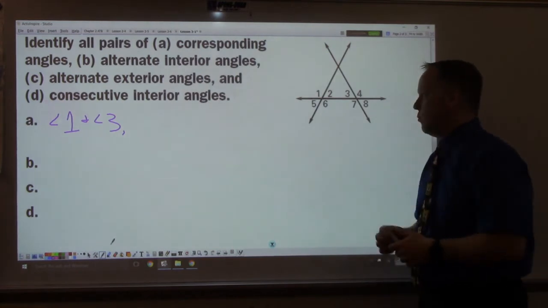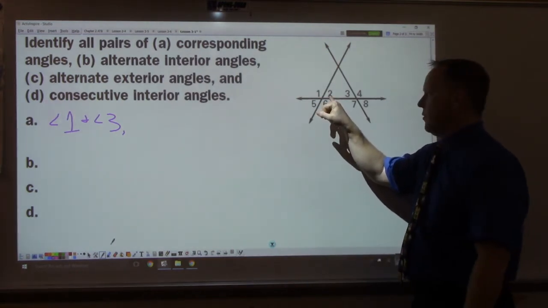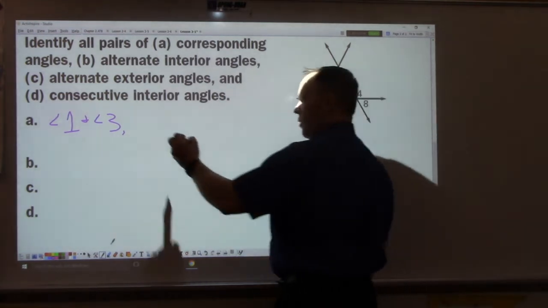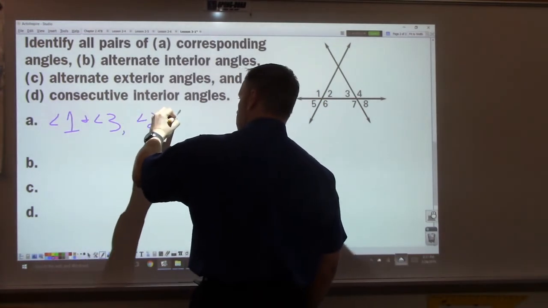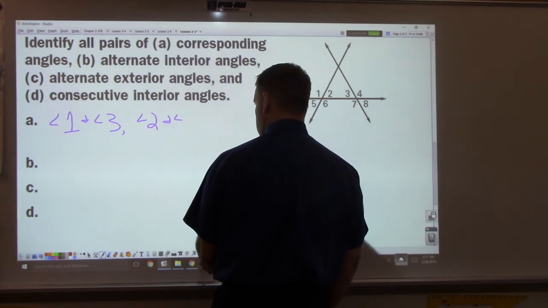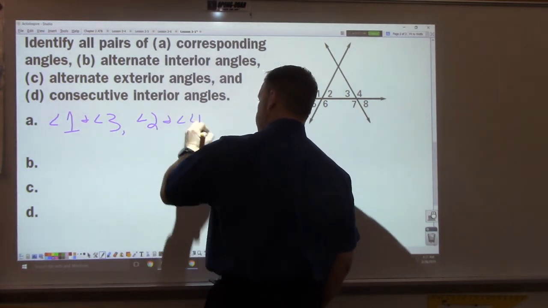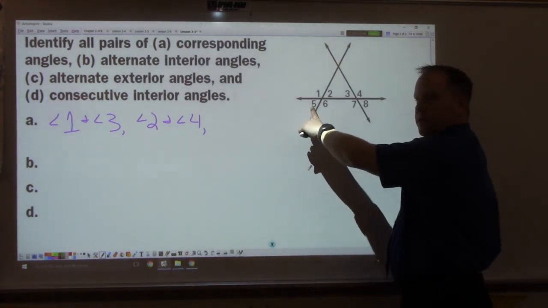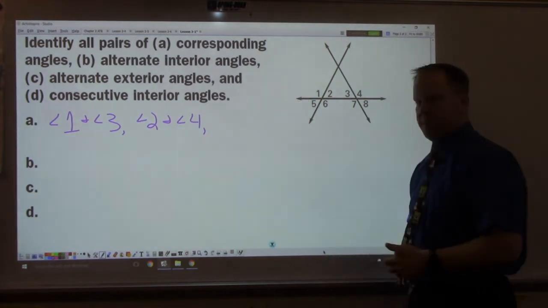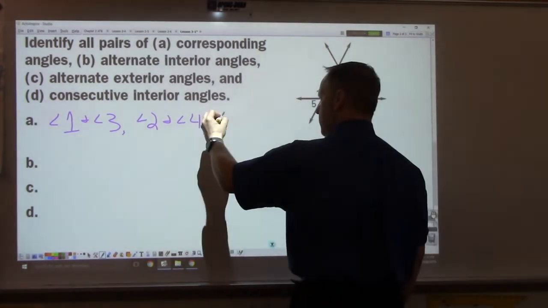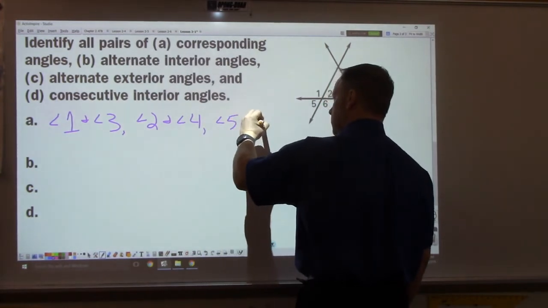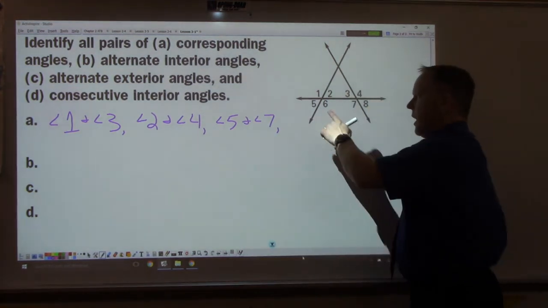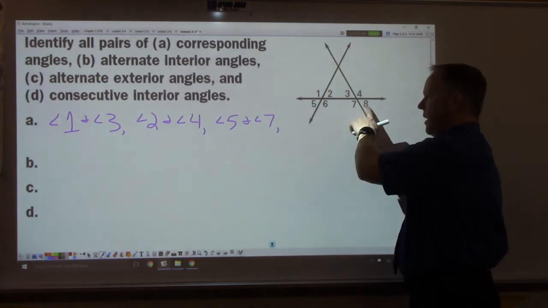What would be the second pair? Moving on, angle 2, still on the top of the transversal, but now I'm on the left side of the line. So angle 2 corresponds to angle 4. Now we go to the bottom of the transversal. 5 is on the bottom and it's on the left. 5 corresponds to angle 7. And then the last pair of corresponding angles, angle 6 would correspond to angle 8.